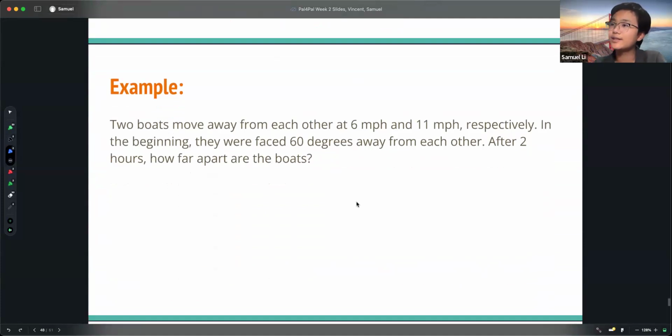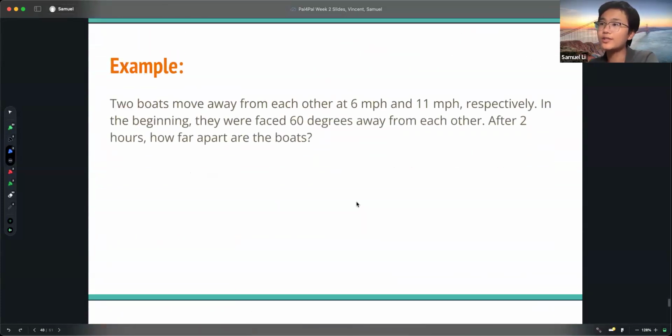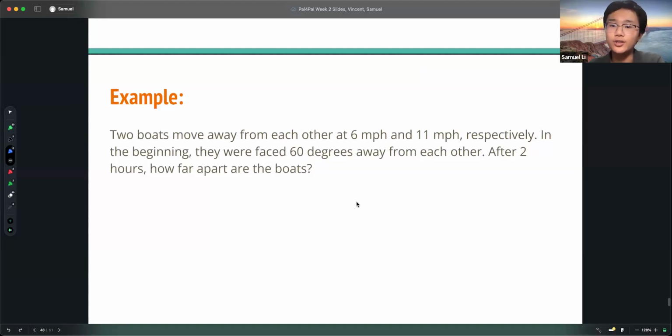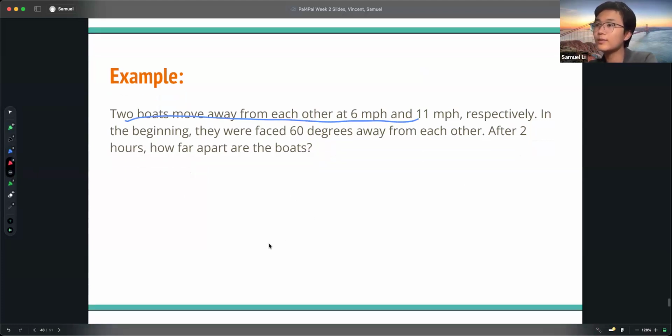Okay, so of course, let's finish off law of cosines with an application question. So in this one here, we have two boats that move away from each other at 6 miles and 11 miles per hour, respectively. In the beginning, of course, they started together. So one of them is pointing in this direction, the other is pointing in another direction that is 60 degrees apart. So they move apart for 2 hours. And we want to know how far apart these two boats are.